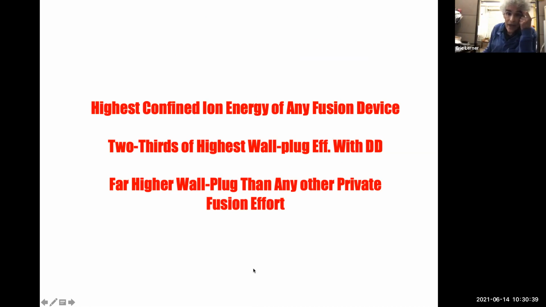So as of 5 years ago, we achieved the highest confined ion energy of any fusion device. And in the discussion, we can talk more about some of the data for that. We got 2/3 of the highest wall plug efficiency with DD. And we got far higher wall plug efficiency than any other private fusion effort. And in the 5 years since then, this situation really hasn't changed.